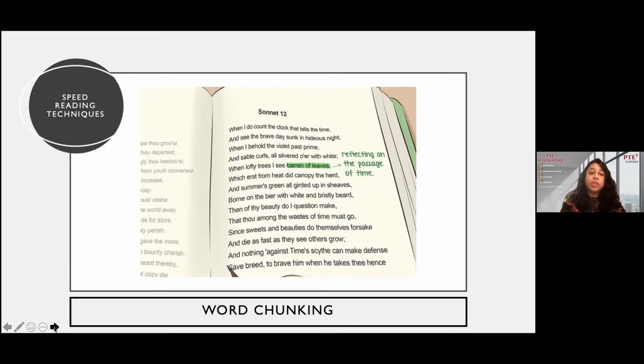Also, your brain is going to hold that information for a longer time because it makes more sense to the brain. So word chunking is really important and useful to improve your reading speed. This is one strategy that you can try out, and see if that helps or not.